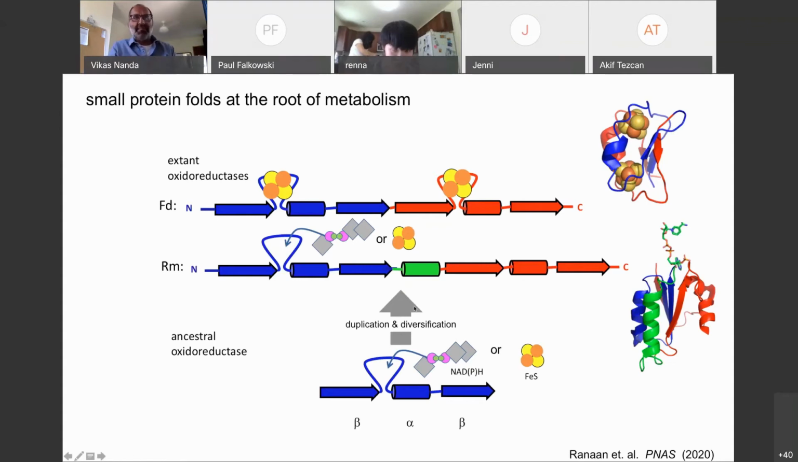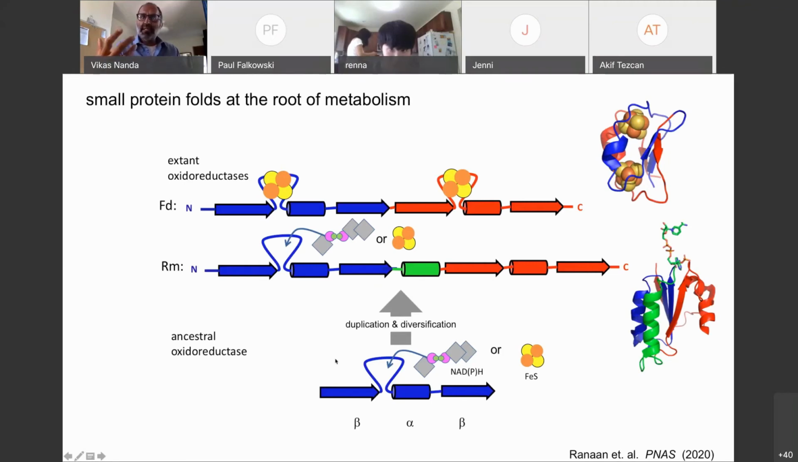So this led us to hypothesize in our most recent study, and this is still speculation that we're testing in a number of different ways, that both of these folds actually had a common ancestor, which is a small peptide that looks something like this, where it's just a beta strand, an alpha helix, and a beta strand. And that could bind either nucleotide cofactors or metallocofactors. That led to the evolution of these two large classes of protein folds that we have today.